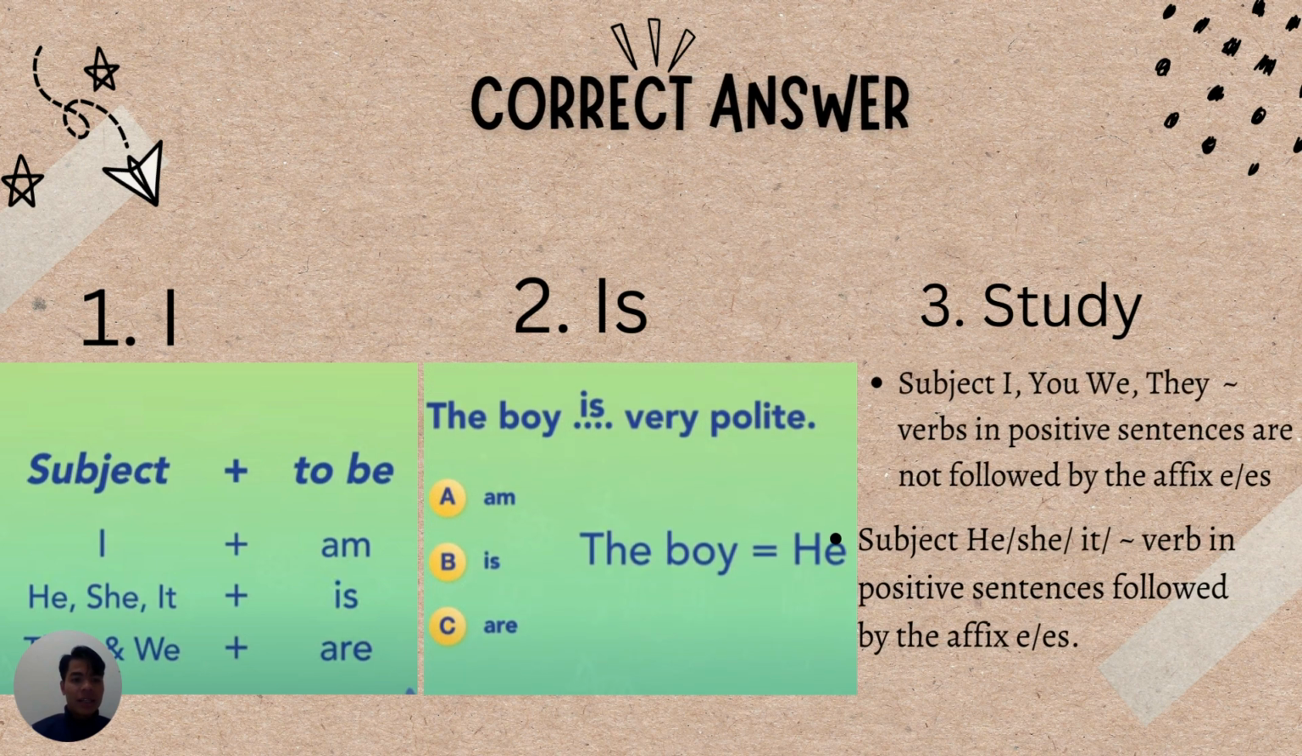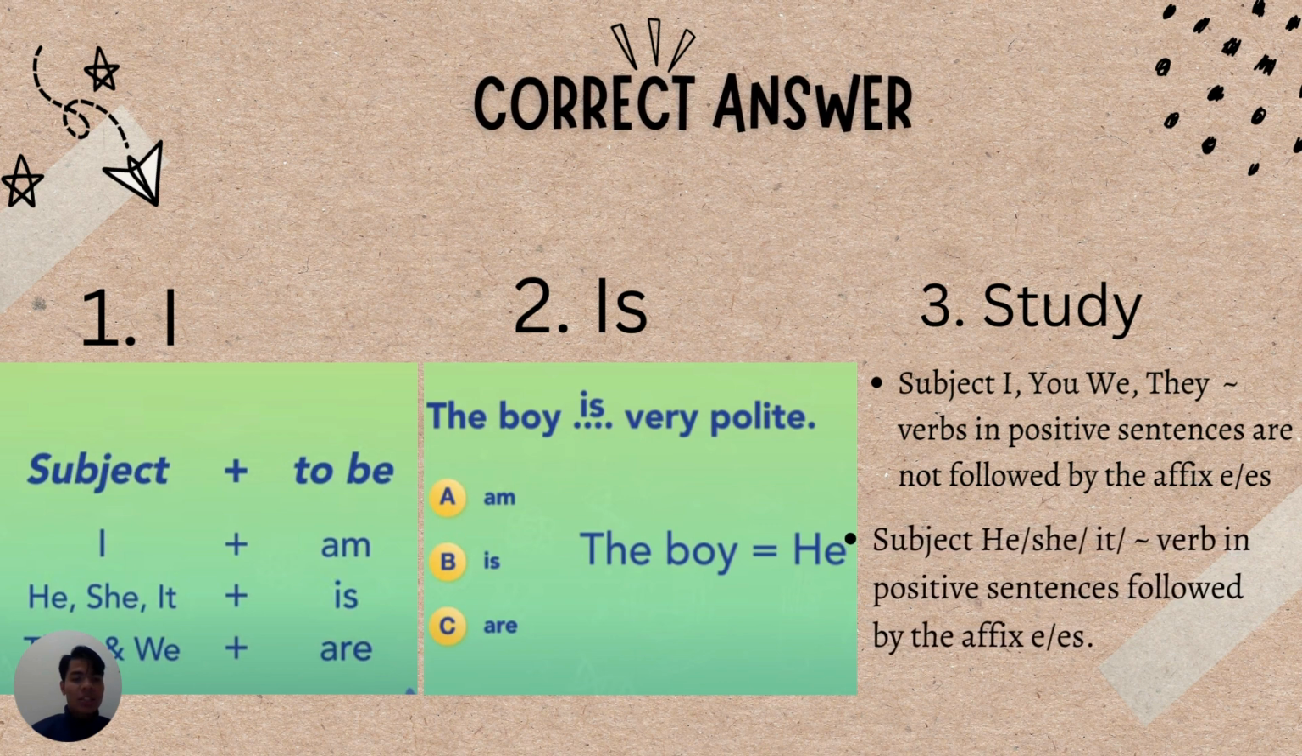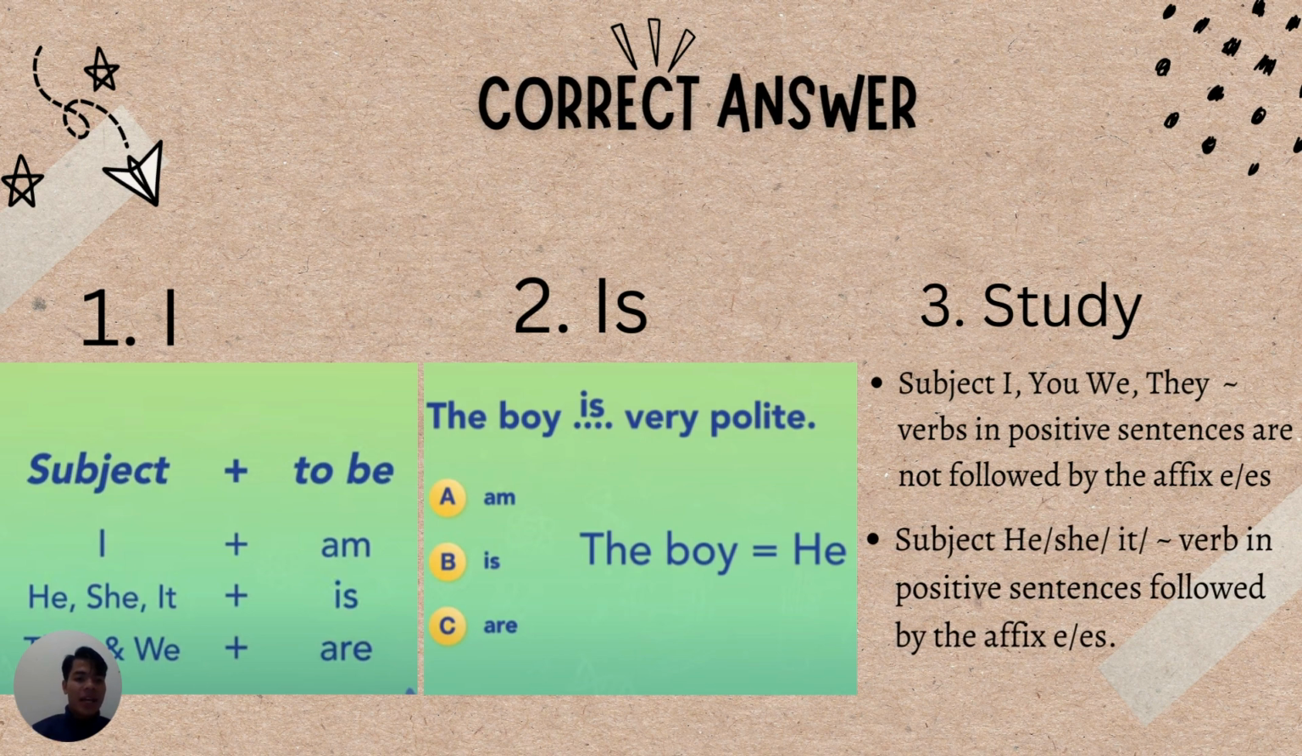Number one, the answer is I. Why? You can see the subject: I am; she, he, it, to be is; they, we, to be are. And number two, the boy is very polite. Remember, the boy is he. What's the to be for he? It is.